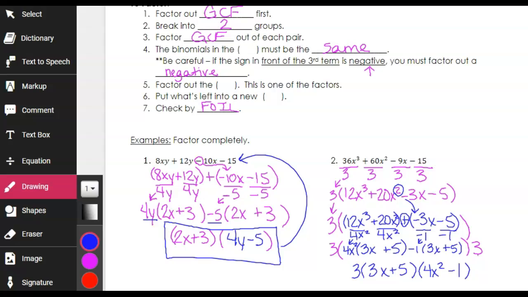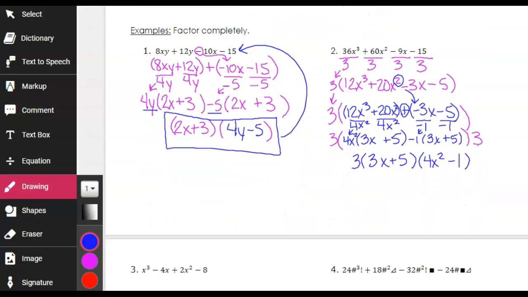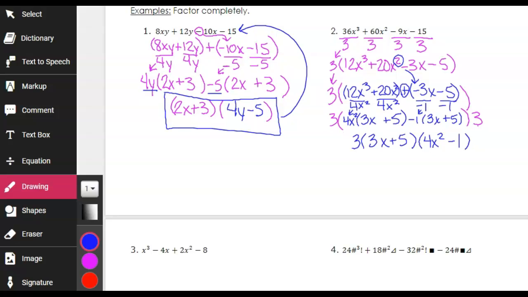Now typically this would be where we stop, but I do want to show you something that happens in this problem that does not happen in all problems. This 4x squared minus 1 is the difference of two squares. So 3 is a factor, 3x plus 5 is a factor, but then if I square root 4x squared, I get 2x, and if I square root 1, I get plus or minus 1.